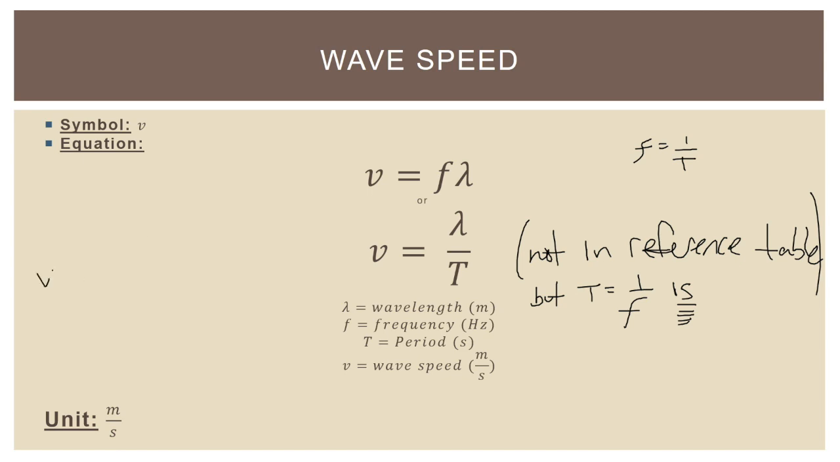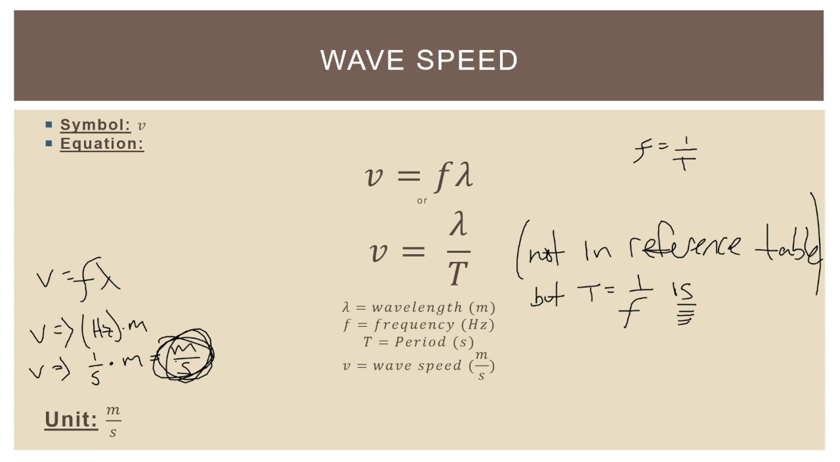One more time, I just want to show here for reference, because I think over the years, kids have gotten confused about this. V equals f lambda ends up producing units of hertz times meters. That would give you units of inverse seconds times meters, which is equal to a meter per second. Take a second to pause this video here and write that down. And when you hit play, we'll move on.